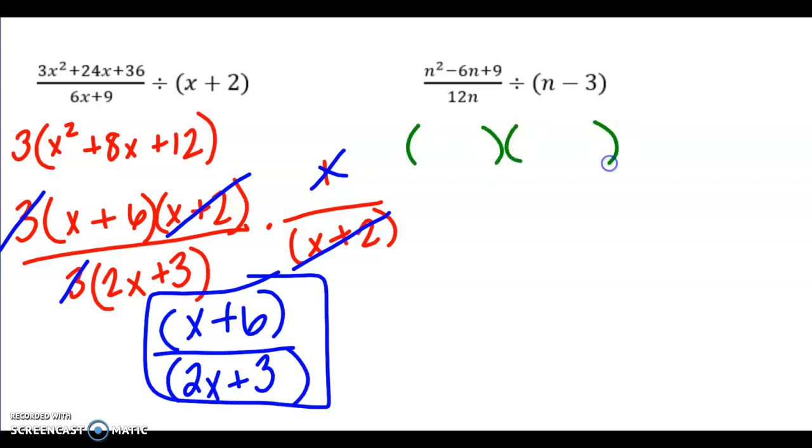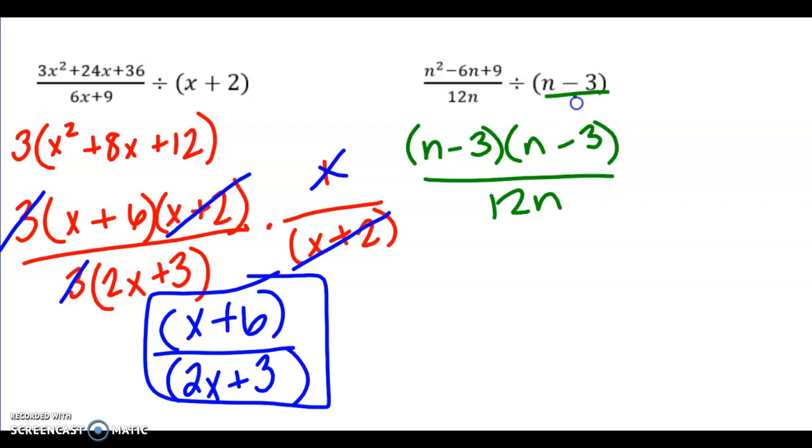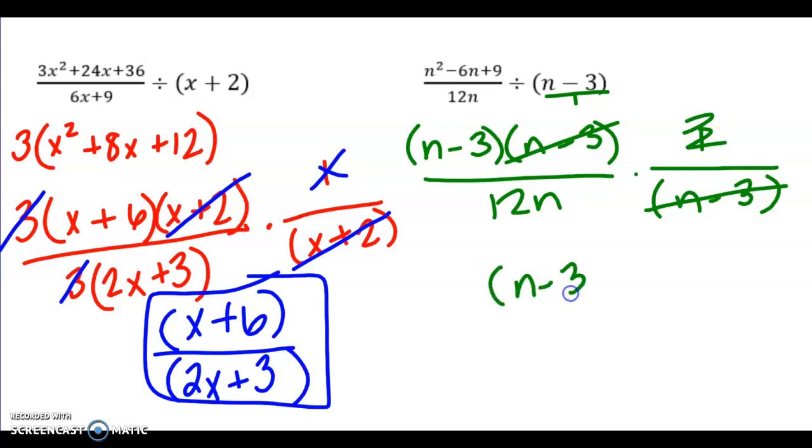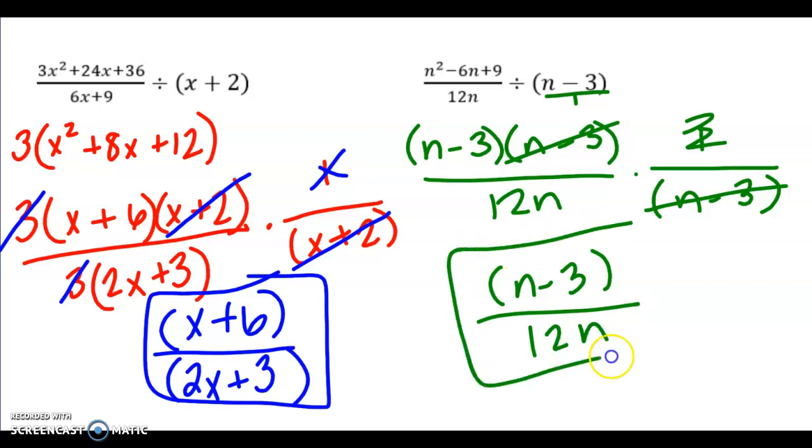All right, last one. Let's go ahead and FOIL this out. So I've got n minus 3 and n minus 3. Okay, perfect. Where's that 12n? Stays as 12n. This flips, so it becomes multiplied. So currently it's divided by that, so it becomes multiplied by 1 over n minus 3, which is good news because we don't want that to cancel. So on the top, I remember I don't need to worry about my 1. I've got n minus 3 over 12n.